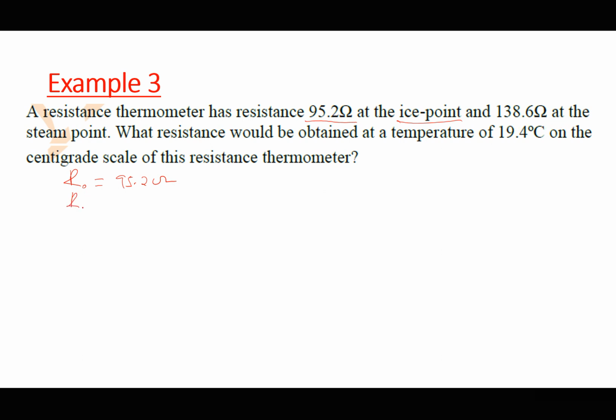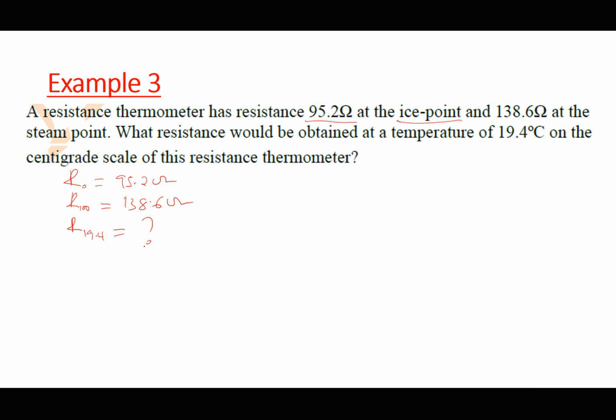So we shall say resistance at steam point, R at 100, is 138.6 ohms. What resistance would be obtained at a temperature of 19.4 degrees? So we want the resistance at 19.4 degrees, and this is not known.